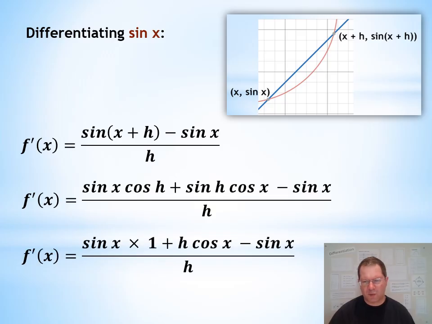And then we can use our small angle approximations. So cos h is approximately equal to 1 and sine h is approximately equal to h. So on the numerator we have sine x times 1 and minus sine x, which cancel out. That leaves us with h cos x over h, so the h's cancel out, so we end up with cos x. So if y equals sine x, then dy by dx is equal to cos x.